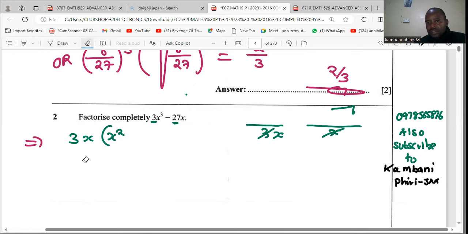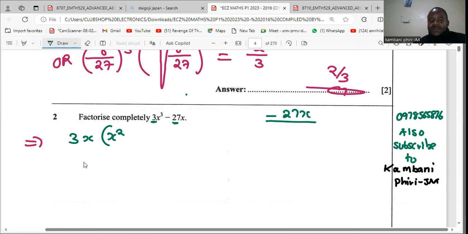So that is fine. Then we have negative 27x divided by 3x. The x cancels, and it's negative, 3 into 27 is 9. Okay, good.